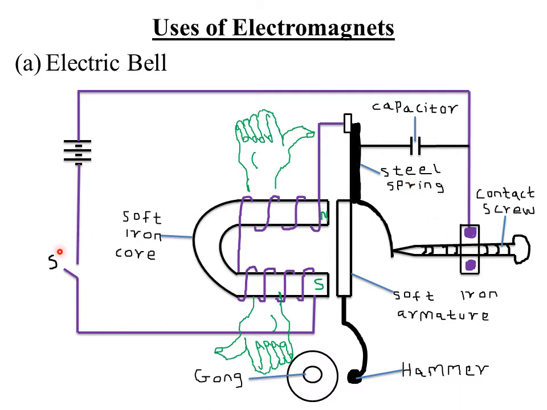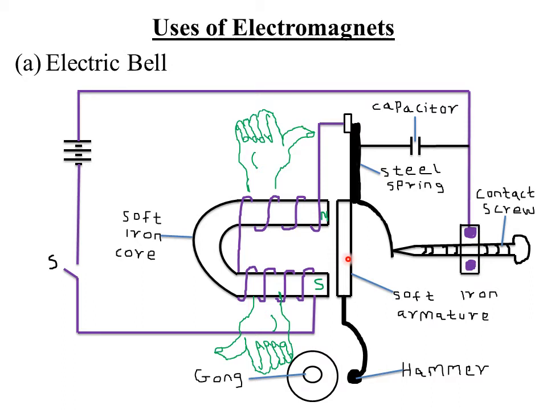So in summary, the working of the electric bell: when we close the switch S, the circuit is complete, and the current flows through this particular contactor, then through the contact screw, then in this particular direction. Then when the current flows through this particular coil, the soft iron core becomes magnetized. When the soft iron core becomes magnetized, it attracts the soft iron armature. When the soft iron armature is attracted to the poles of the magnet, it also moves the hammer to hit the gong. Therefore, a sound is produced.